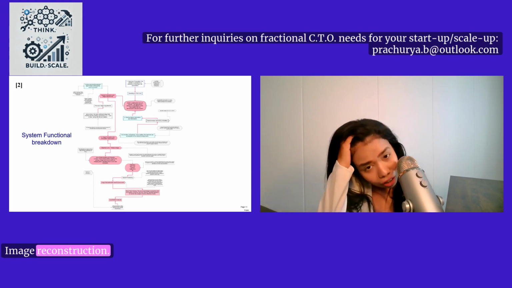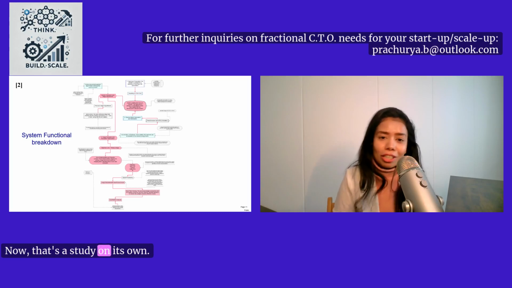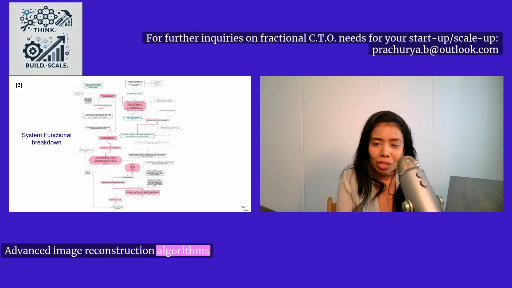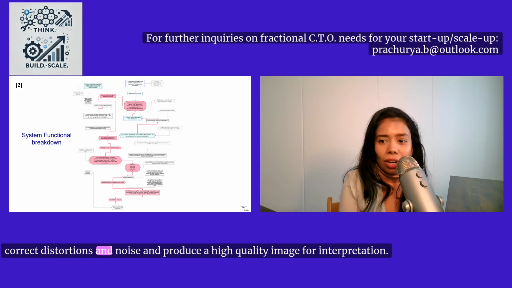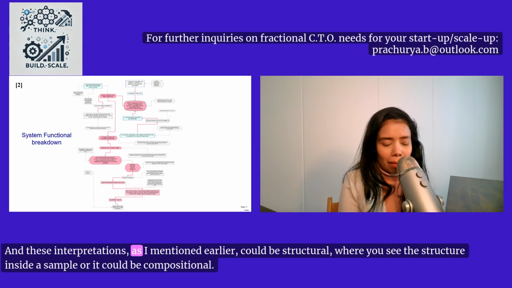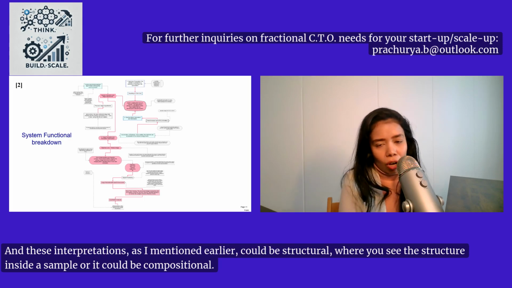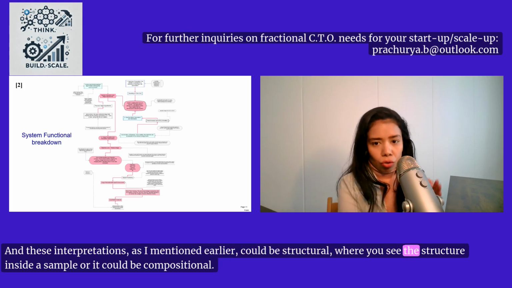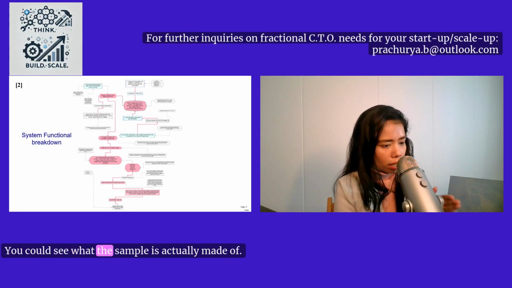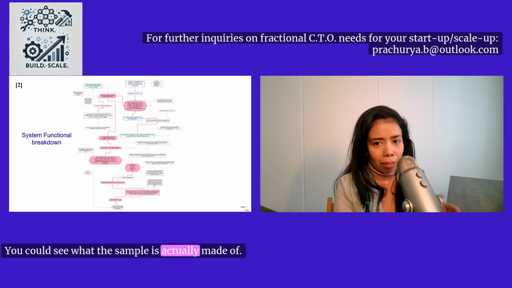Image reconstruction. Now that's a study on its own. Advanced image reconstruction algorithms correct distortions and noise, and produce a high quality image for interpretation. And these interpretations, as I mentioned earlier, could be structural, where you see the structure inside a sample, or it could be compositional. You could see what the sample is actually made of.